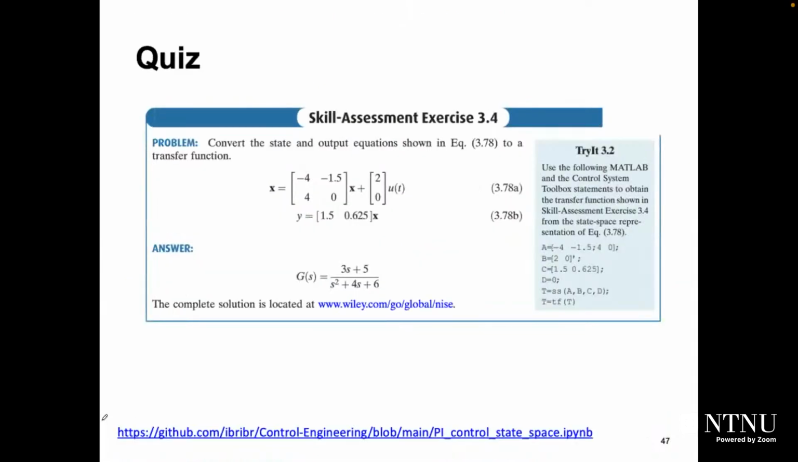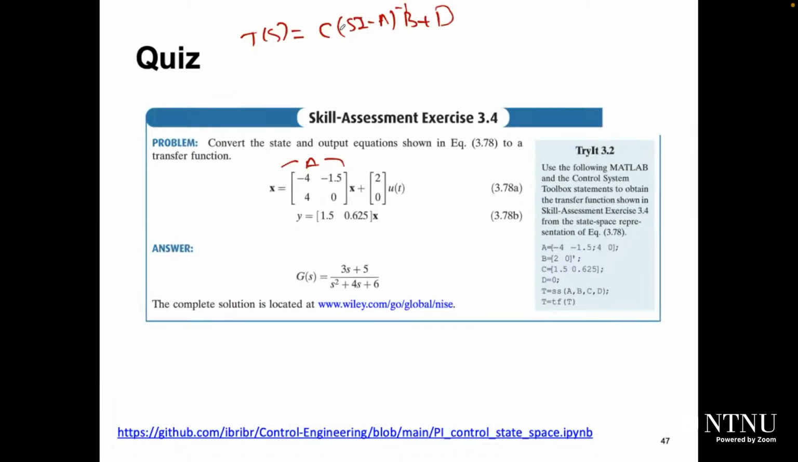So now we have here a quiz. It's a system, and we need to get the transfer function, right? And it's much simpler, right? Because it's 2 times 2. We just need to get the transfer function. So just remember, the transfer function is C multiplied by SI minus A inverse B plus D. You have A, you have B, you have, in fact, D equals 0. So this one is the A matrix.